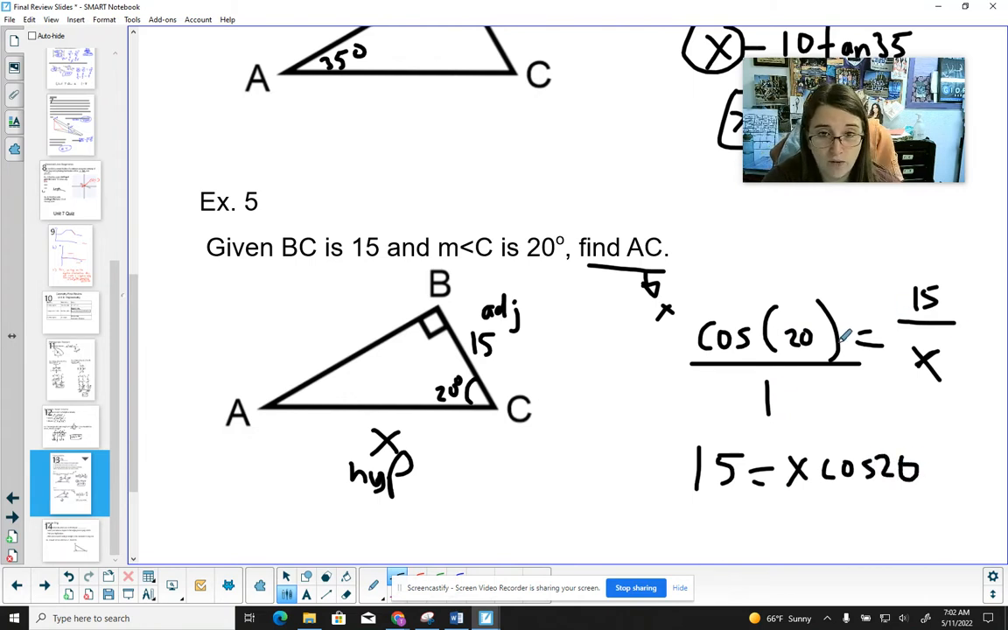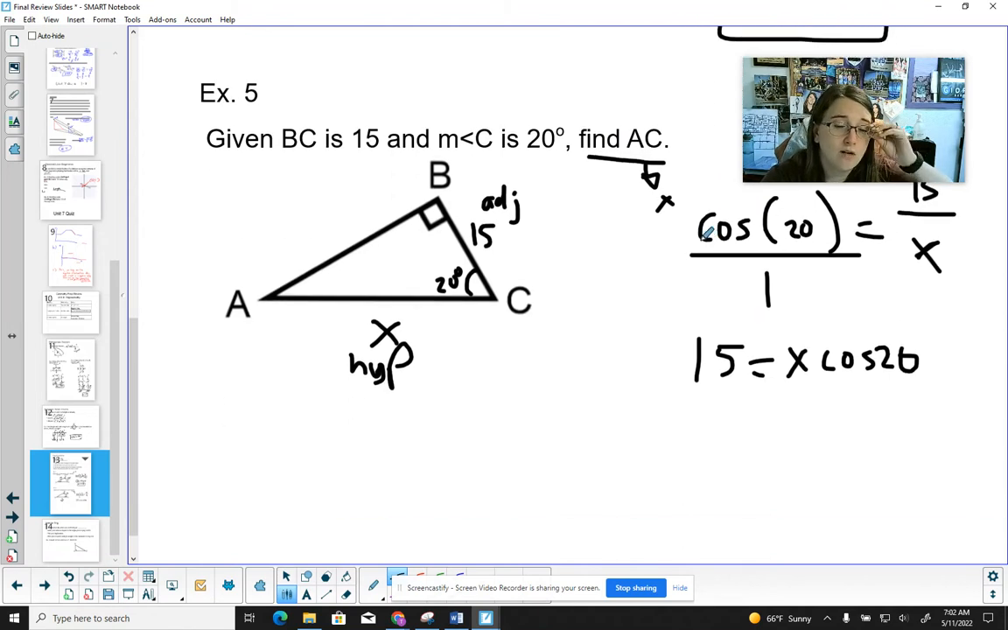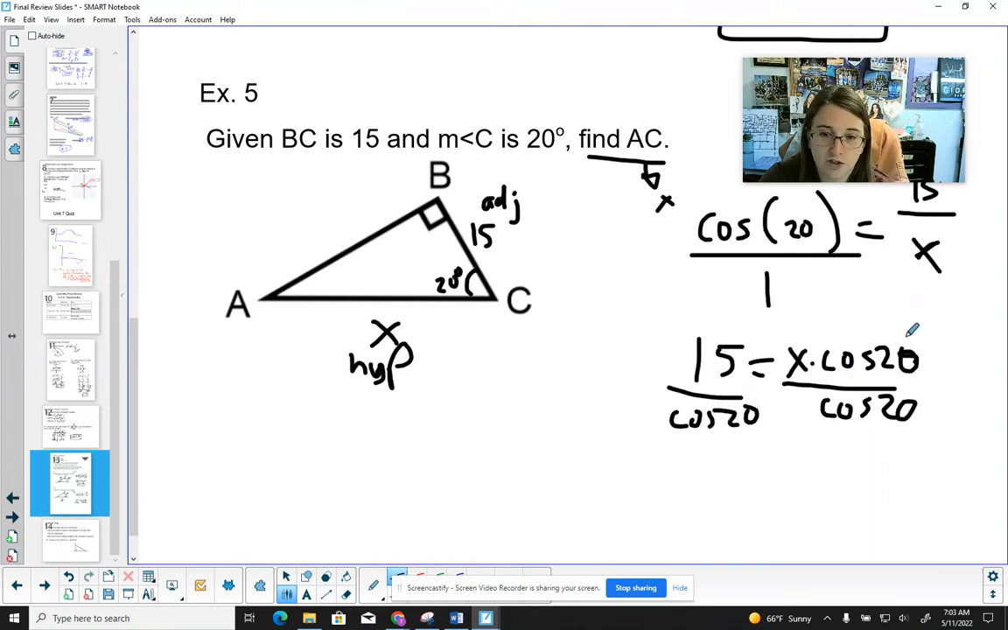So is x by itself when I cross multiply? Nope, x still has the cosine 20 with it. So remember, this means x times cosine 20. To get rid of that times cosine 20, I should do the opposite and I should divide. So now when I do this division, again, what that means is this cancels out. That's the whole point of undoing it, is it's all gone, which means x is now by itself, and that's what we want. Meaning I can go to the calculator with this guy, and I've got x.